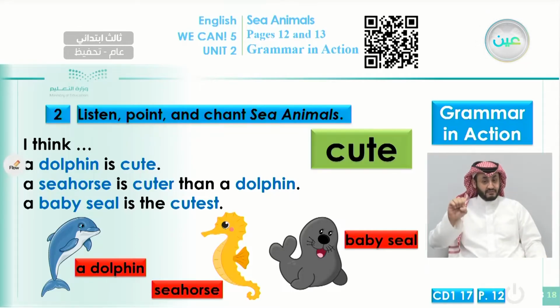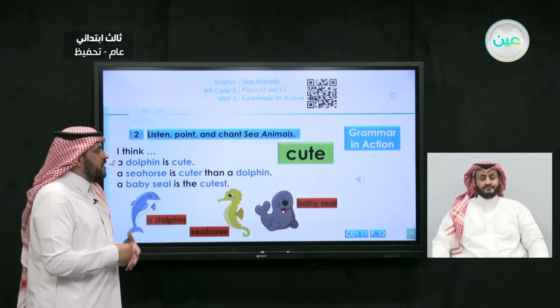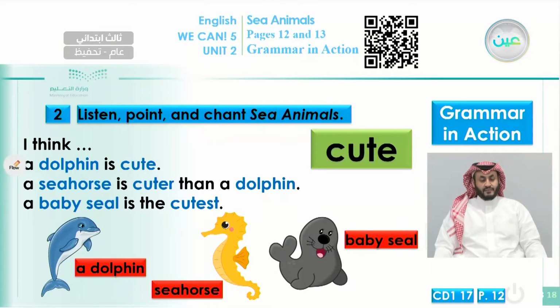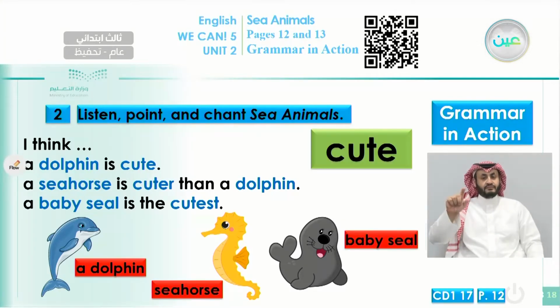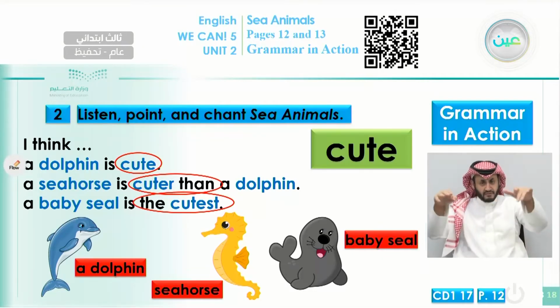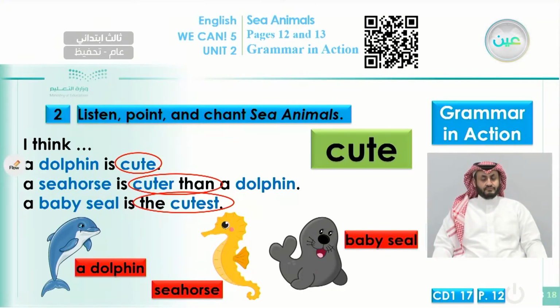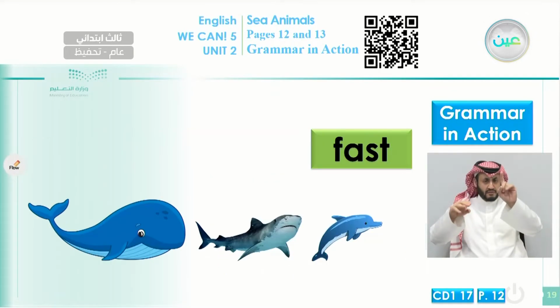Okay, so we know that the dolphin, the seahorse, and the baby seal, all of them are cute. But when we talk about the seahorse, we say cuter than. We added er in the comparative form, comparing the seahorse to the dolphin, cuter than. But among the three, we have the baby seal, which is the cutest. So cute, cuter than, and the cutest. The first one is an adjective. The second one is the comparative form, comparing two things, and the last form is the superlative.